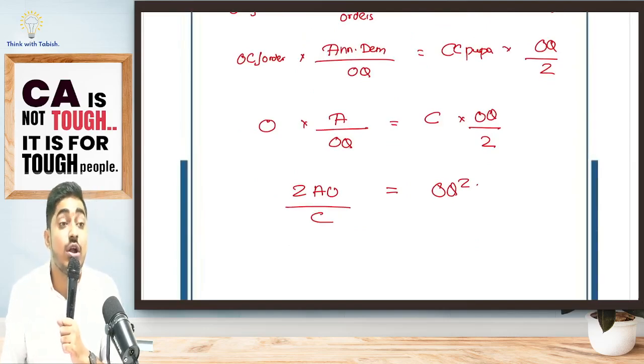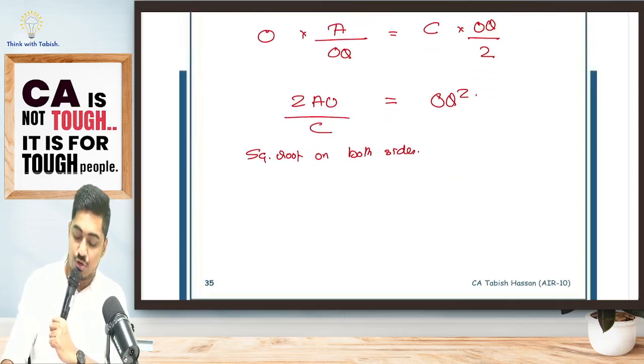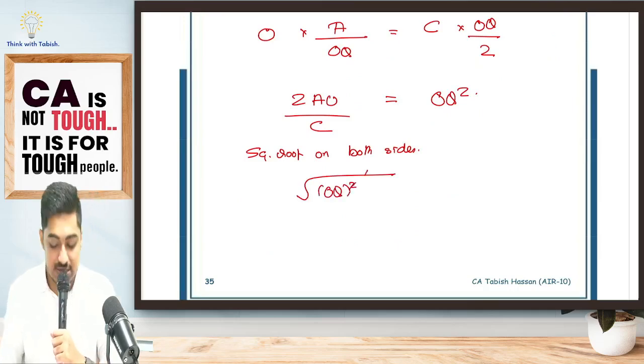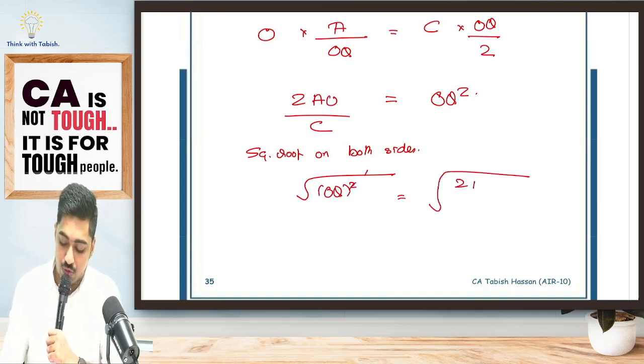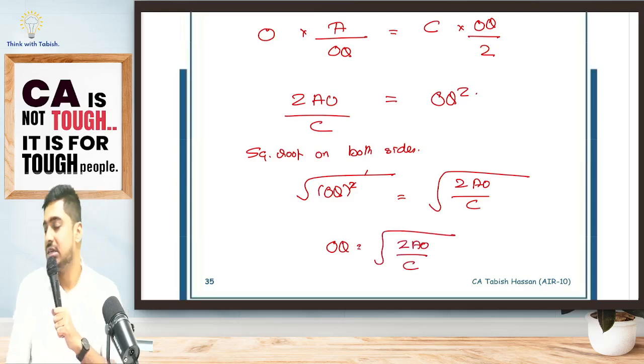I want ordering quantity. So can I take the square root on both sides? Yes or no, everyone? Perfect. So ordering quantity square is the square root of ordering quantity whole square. Square root and square get cancelled. You will be left with square root of 2AO divided by C. Therefore, your ordering quantity is square root of 2AO divided by C.